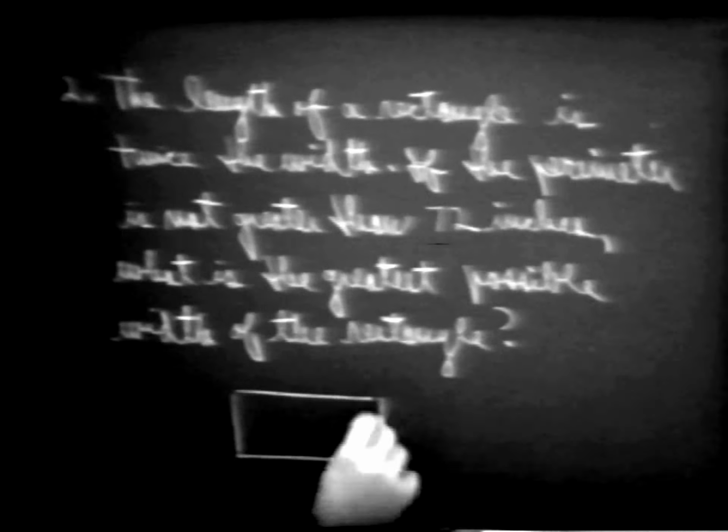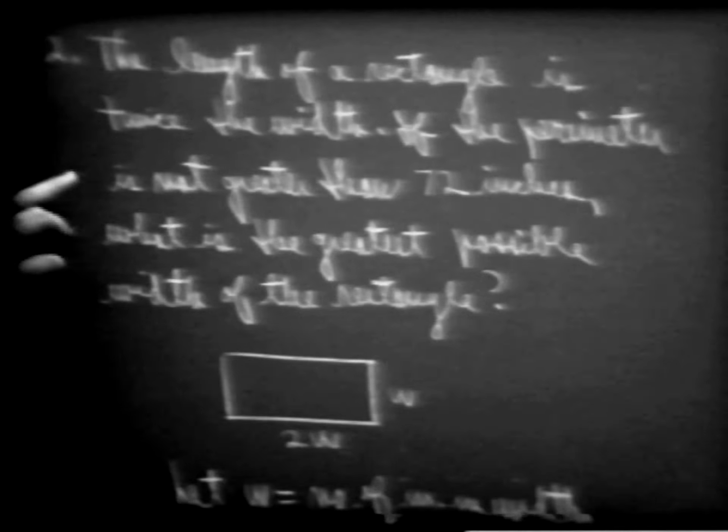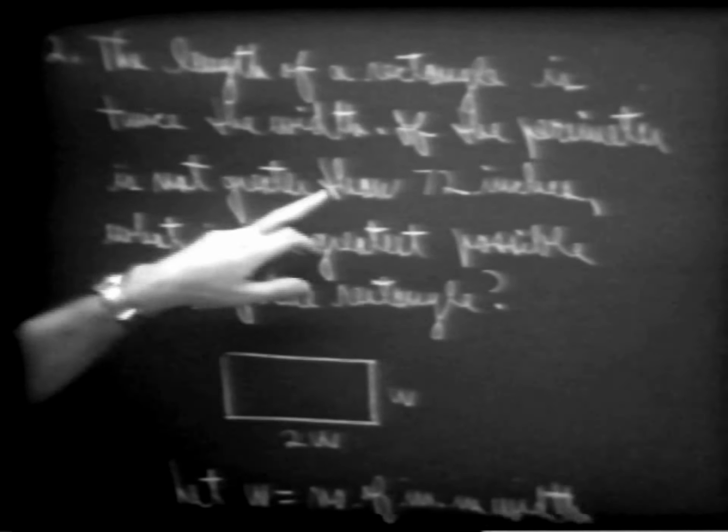Barb says 2W, okay? In fact, let's write down what our variable is. Let's let W be what? The number of what? Inches in the width. Is that right? And hence we can say what? 2W is the number of inches in the length, okay? And now who has a sentence here? It says that the length of a rectangle is twice the width.